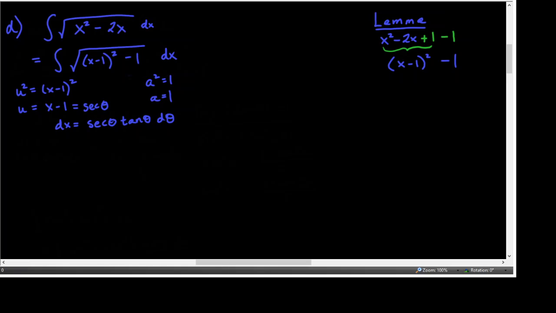Okay, so we're ready to substitute. This will be, forgot to draw the integral sign, sorry about that. The integral of the square root of, since x minus 1 is secant of theta, the square of x minus 1 will be the square of secant, so secant squared theta minus 1, and then dx is replaced by secant theta tangent theta d theta.